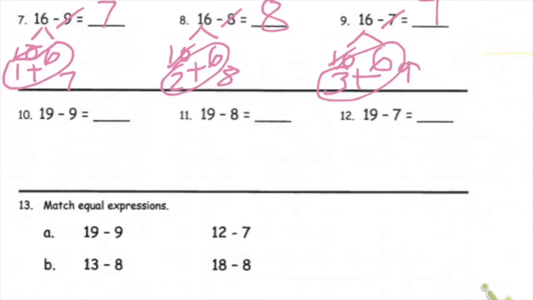Number 10 is 19 minus 9. So it's going to be 10, 9. Take 9 from 10. There's 1 left.